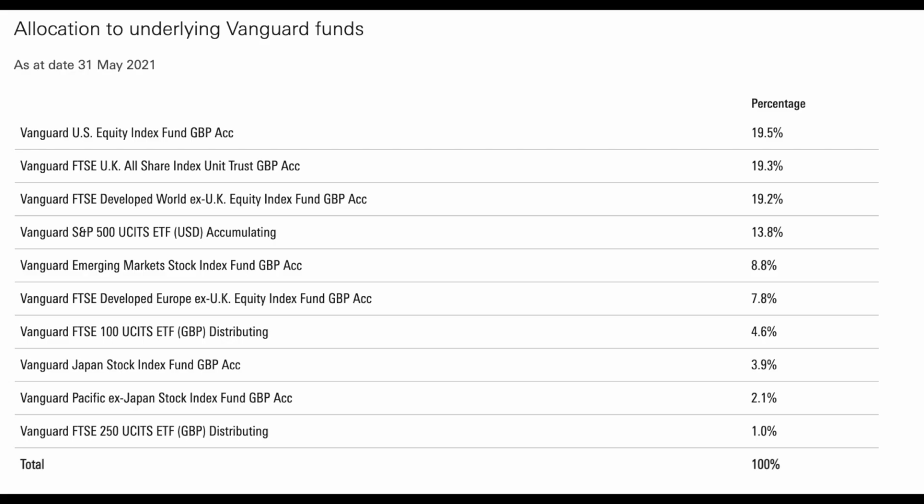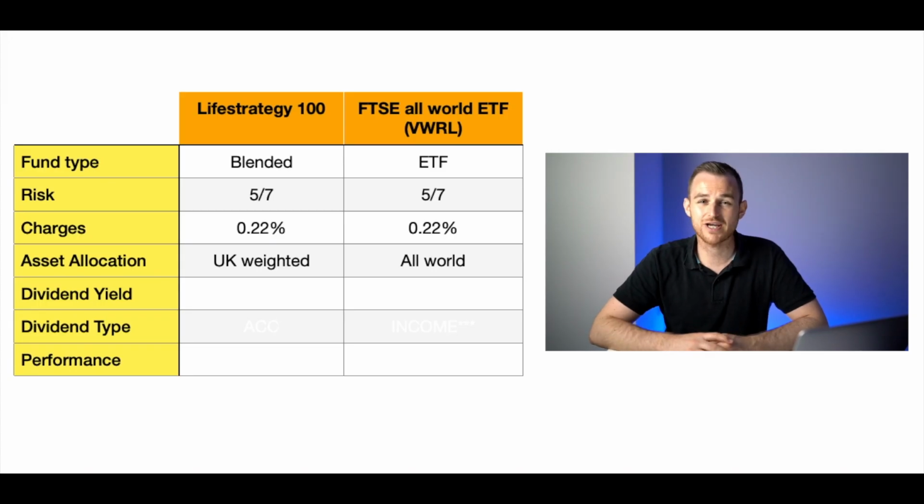But it's actually made up of almost 25% of funds in the UK. Now this is probably one of the biggest downfalls of the Lifestrategy 100 fund for most people, is its overweighting in the UK. Now we all know the UK markets haven't been performing particularly well over the last few years, which of course means this UK weighting is not ideal.